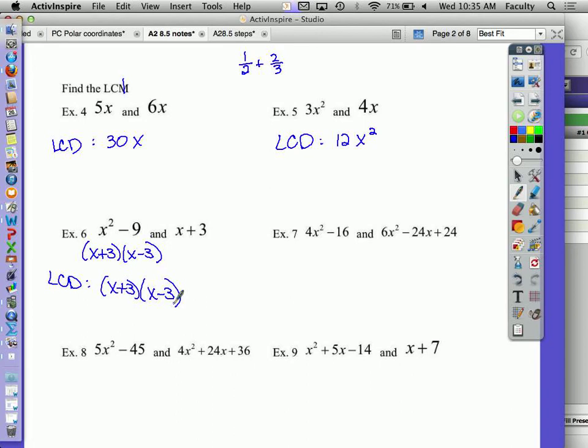So the LCD is x plus 3 times x minus 3. In example 7, I need to factor. So this is a GCF of 4, and then I get 4 times x plus 2, x minus 2. Then this is a perfect square trinomial.